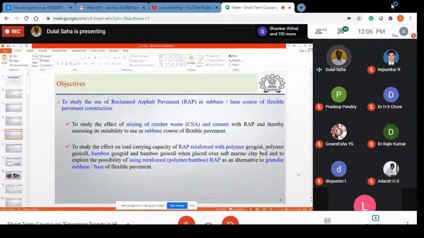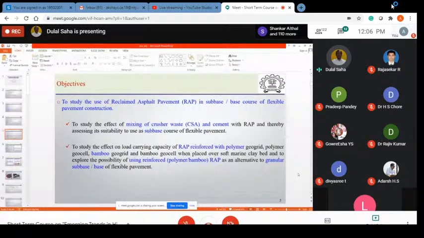So that was one part of the objective, and the second part is that RAP reinforced with polymer geocells has been utilized in many places. There are many research papers also available. But here what we try to do is combine polymer geocells with geogrid, and we found that the combined effect was much more than the use of only geocell. And along with that, another new material has been utilized, bamboo geogrid and bamboo geocell.